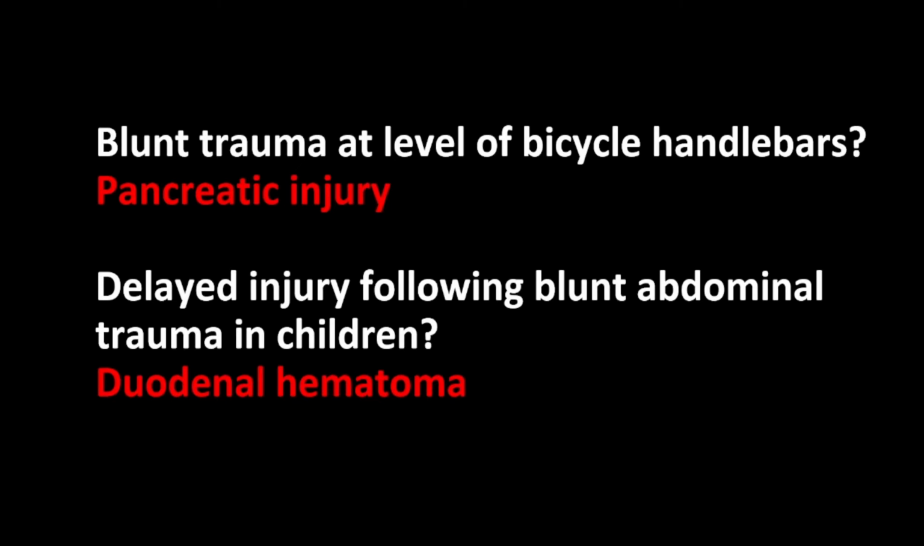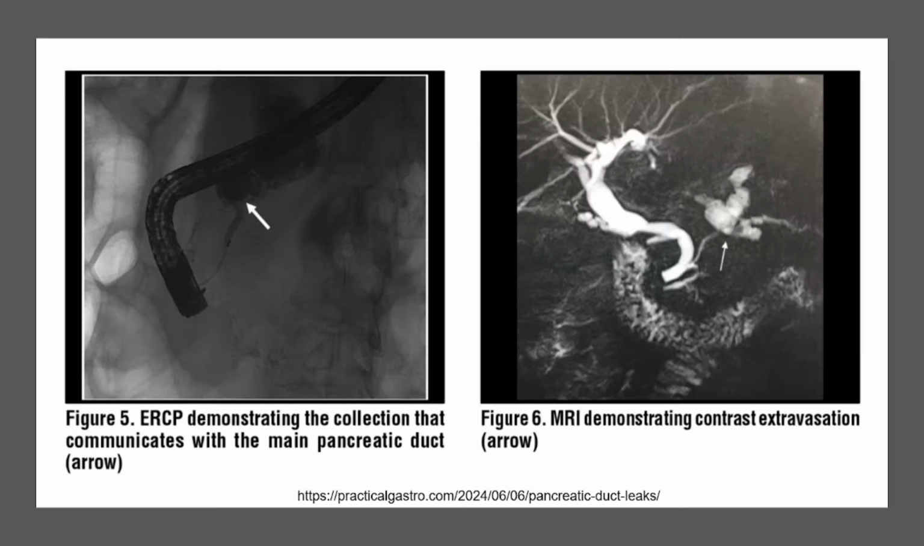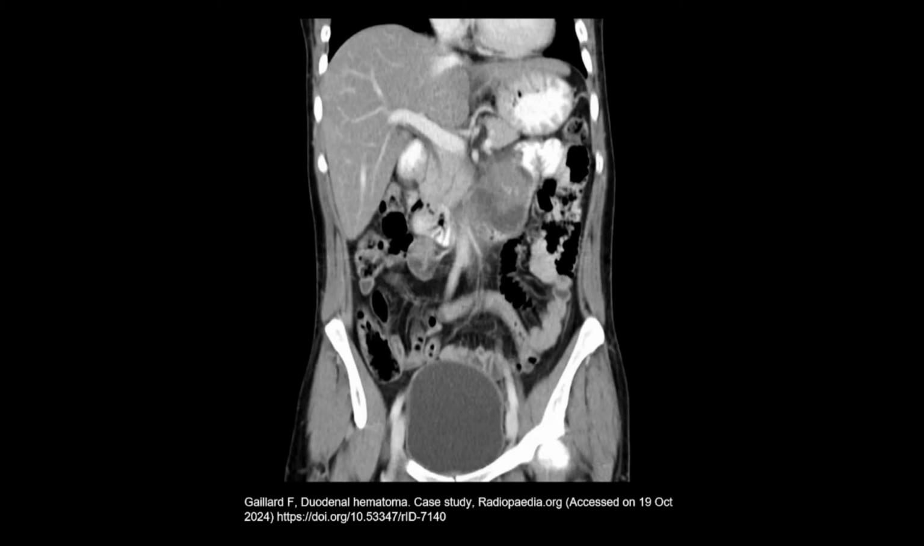And for some reason, this is a very common prompt that comes up on examinations. So here's just a quick ERCP image of a pancreatic leak. And here's a CT scan of a duodenal hematoma, and this one is very obvious.